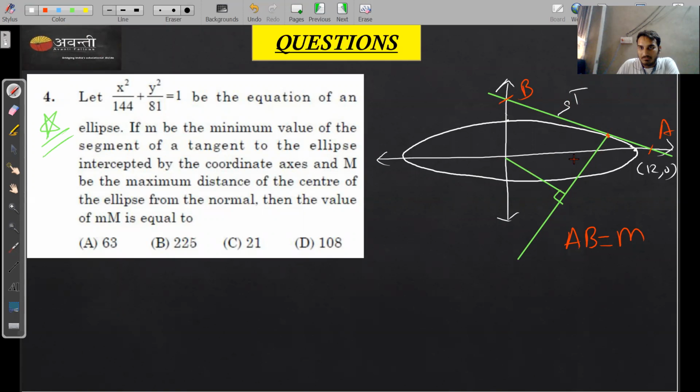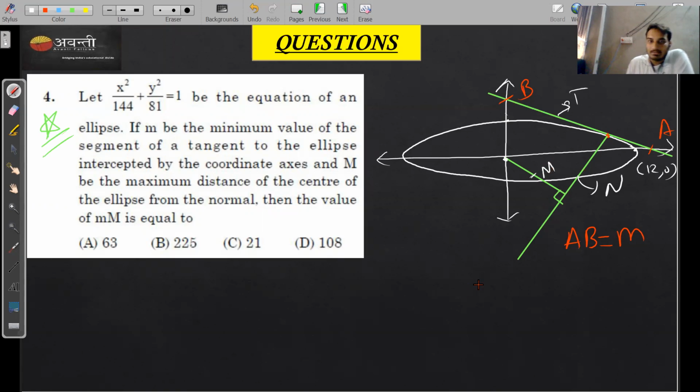This is the tangent. This is the normal. And this distance is capital M. This distance is capital M, right? So it is the maximum. Okay, let's start solving. Then what we have to find? We have to find the product of capital M and small m, right?